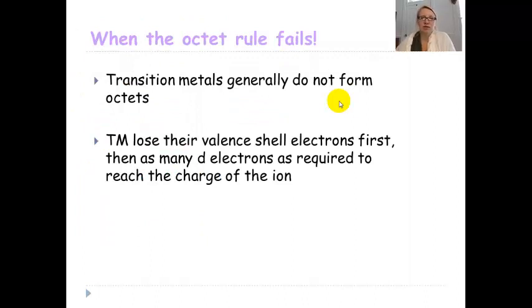Remember, the octet rule does not always solve every problem. Transition metals do not form octets. Transition metals lose their valence electrons first, which are the 4s, 5s, etc., and then as many electrons in the d subshell as they need to.